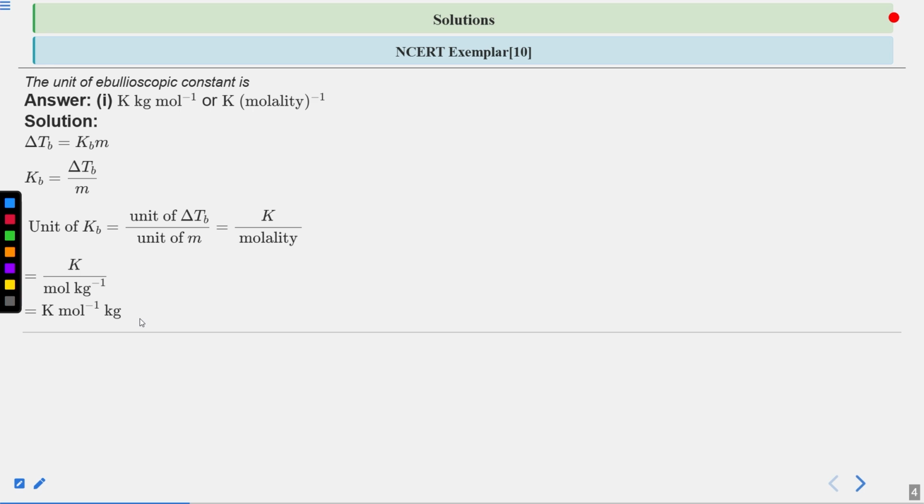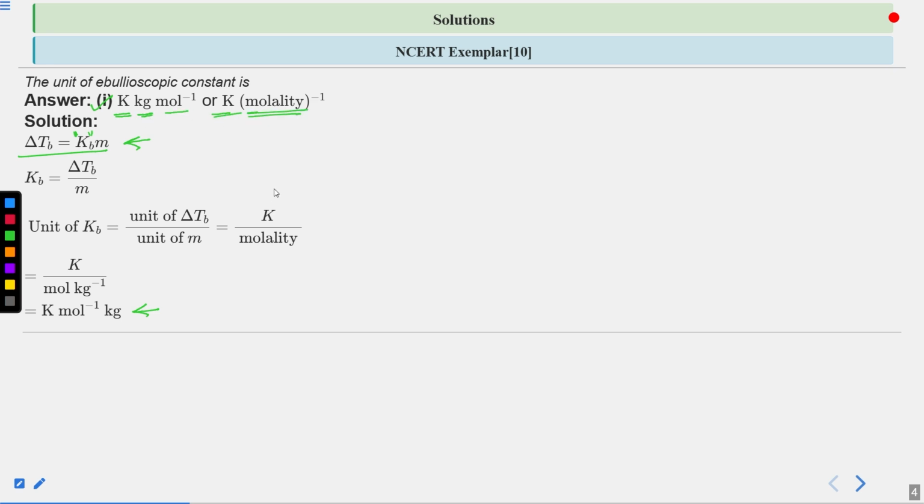So the final unit we are deriving from this relation of boiling point elevation for the Kb is Kelvin mole inverse kg, or you can also say Kelvin molality inverse. Okay, so this is the unit conversion, and we just applied that by using the boiling point elevation relation and found the unit of the ebullioscopic constant, which is Kb. Hence, the correct answer is our first option, which is Kelvin kg mole inverse or Kelvin molality inverse.